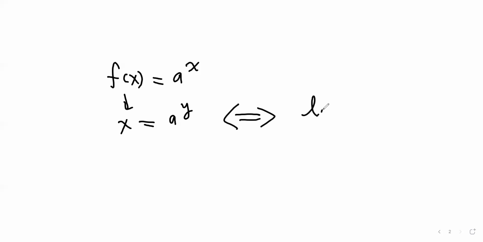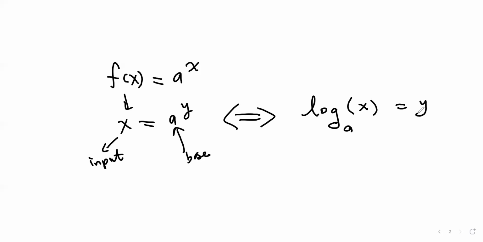So log is short for logarithm, and this is the base of the exponential, and it's also the base of the logarithm, so we call this number the base. And then this is the input. X values are the input, so I will put it as an input here, and then equal to y. So basically, this is very crucial. I'm going to write this: input equals base to the output.